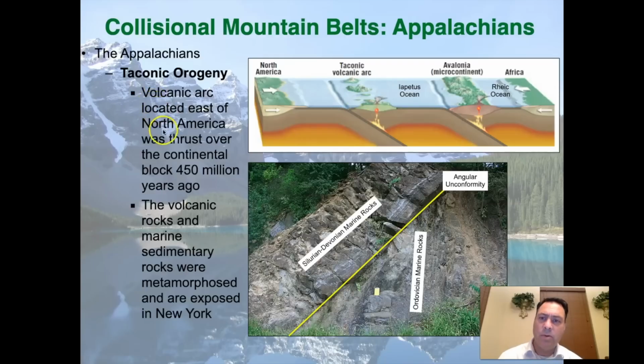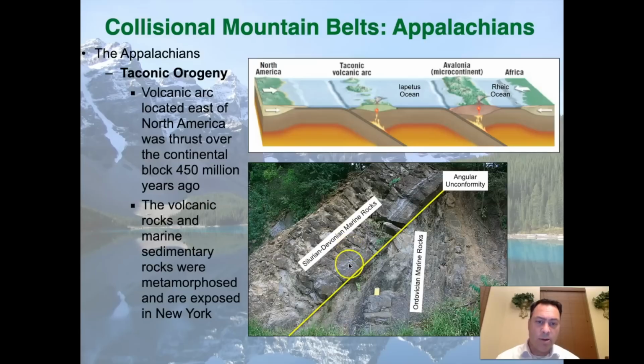that was located east of North America because it was then thrust. There was a big thrust fault. We can actually map that thrust fault. And it was thrusted over onto the continental block 450 million years ago. We know that because we have those rocks right here. They're of Ordovician age. They're very, very ancient. The volcanic rocks and marine sedimentary rocks were then metamorphosed and are now exposed in New York.